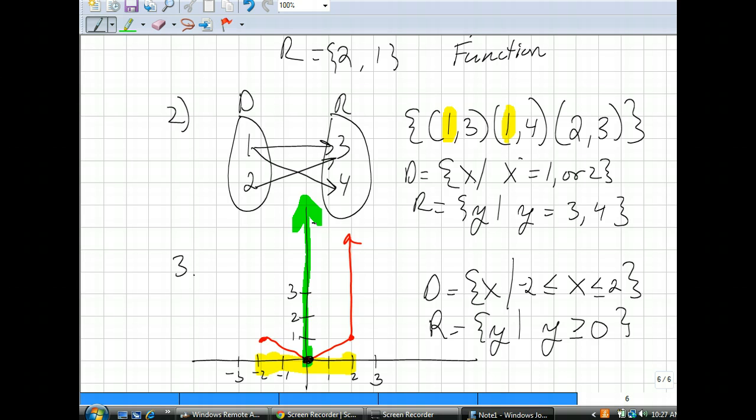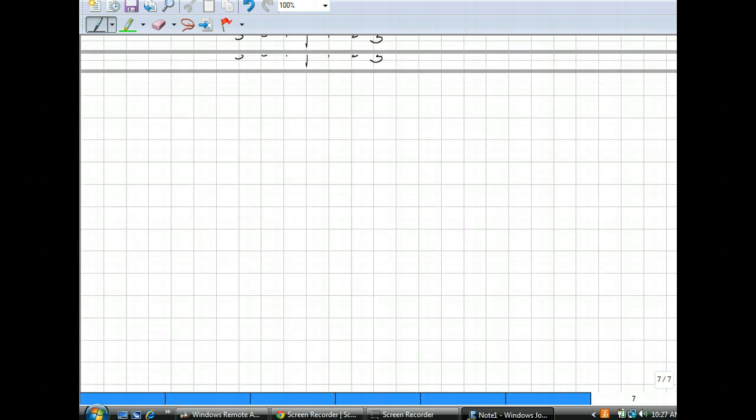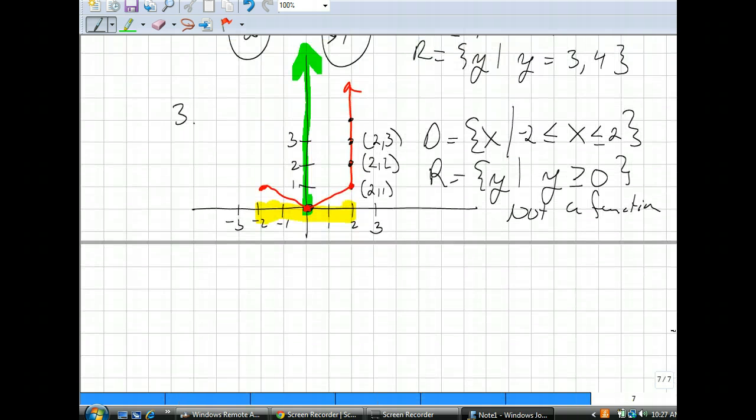Now, is this a picture of a function? No, it is not, because look at here, here, here, and here. This is the ordered pair (2, 1). This is the ordered pair (2, 2). This is the ordered pair (2, 3). So this is not a function. Okay? And we can also tell that it's not a function by what's called the vertical line test.